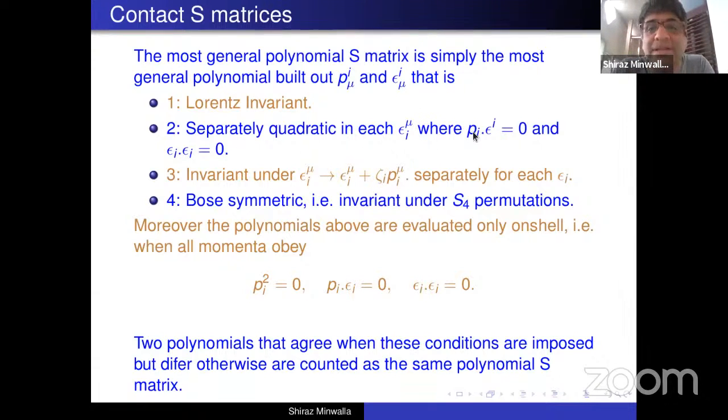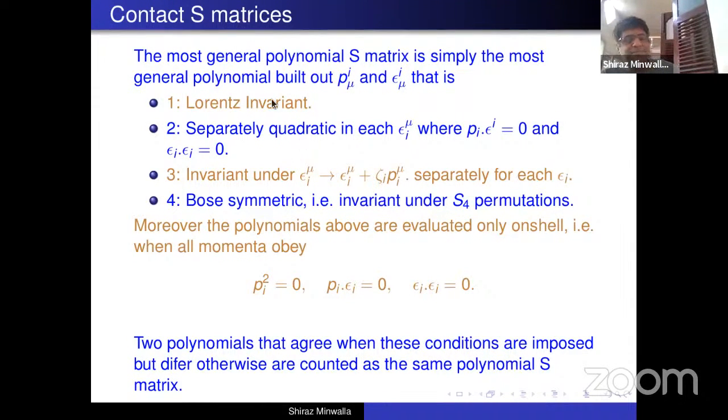But remember that these epsilon i's obey pi dot epsilon I is equal to 0 and epsilon I dot epsilon I is equal to 0. Invariant under gauge invariance means invariant under the shift, as we've seen. And Bose symmetric, of course, means permutation invariant under the permutation of the four gravitons. Moreover, as we've emphasized before, S matrices are to be regarded as evaluated on shell.